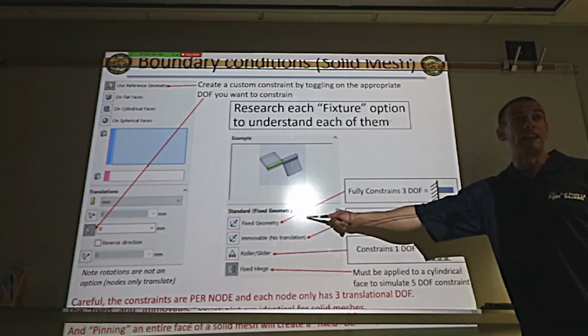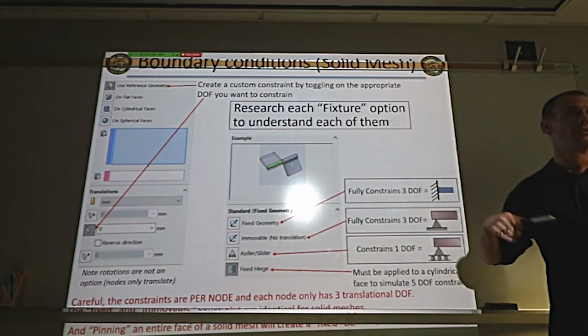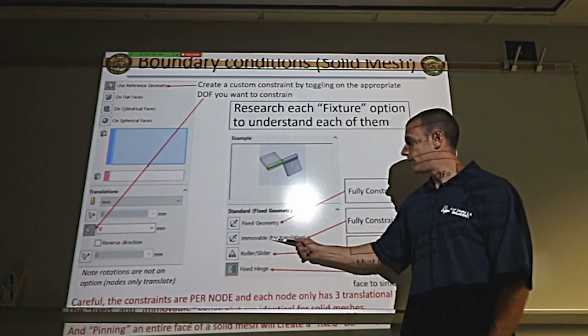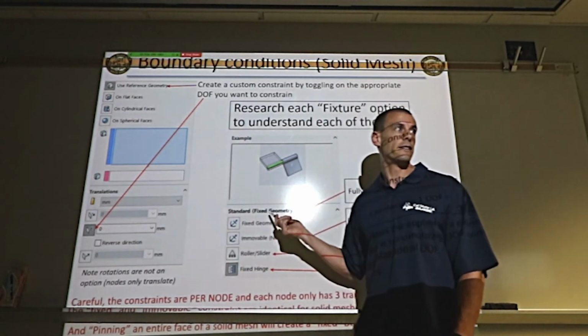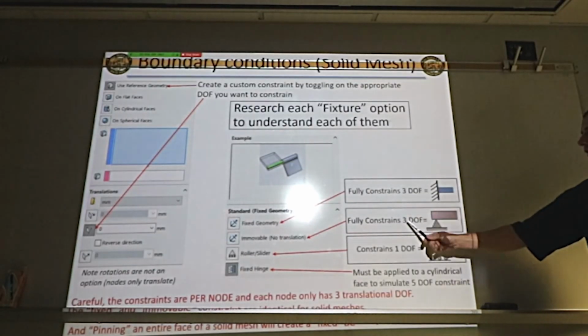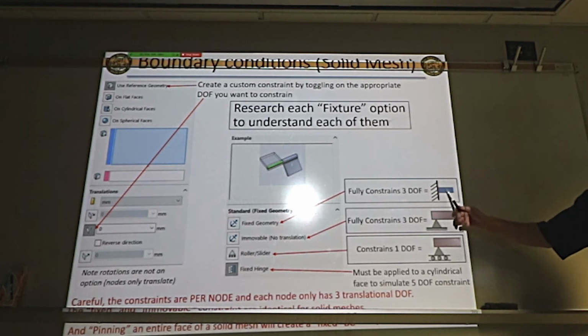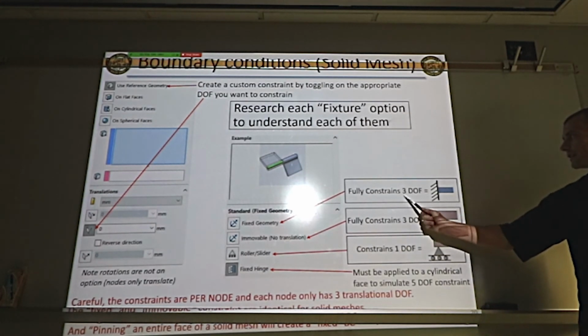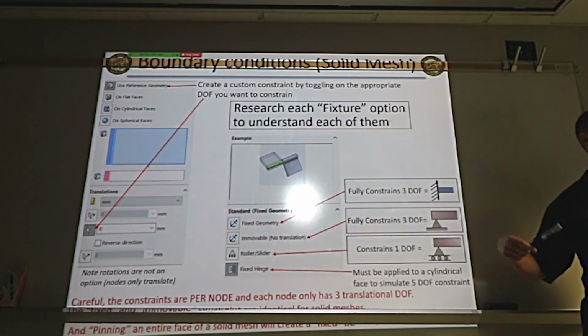Immovable, these are exactly the same if you have a solid mesh. Because this is going to do no translation, and I guess that's the same thing as fixed. So actually, it fully constrains. I should have changed, I meant to change this picture actually. It's the same thing. It fully constrains 3 degrees of freedom.